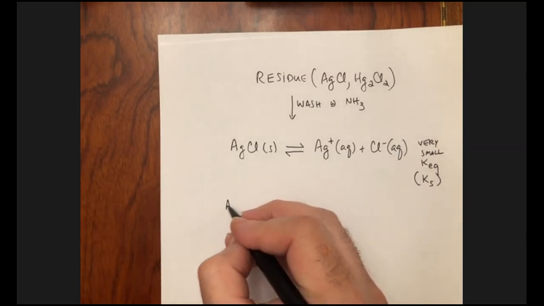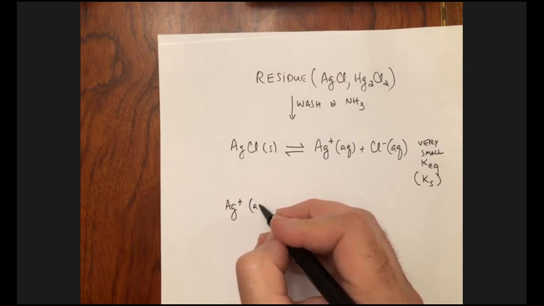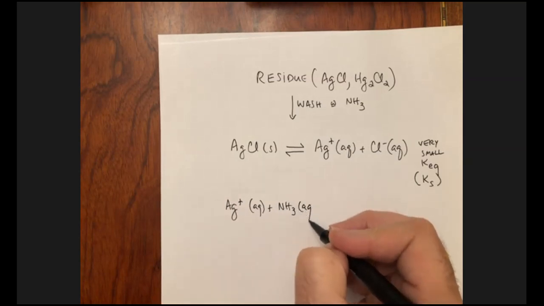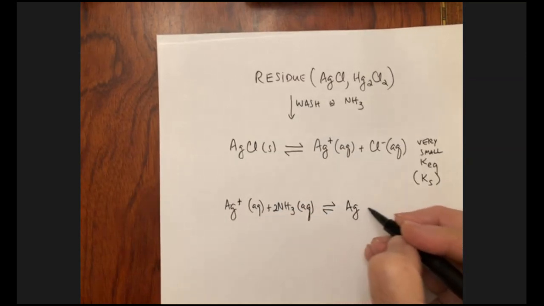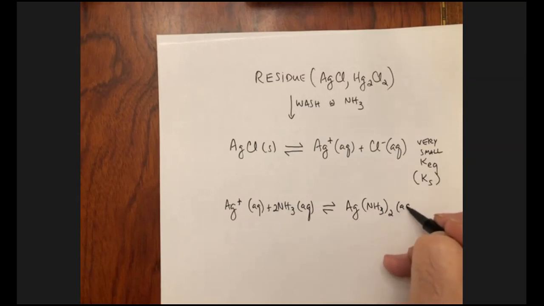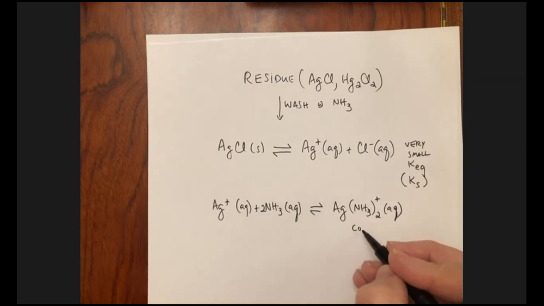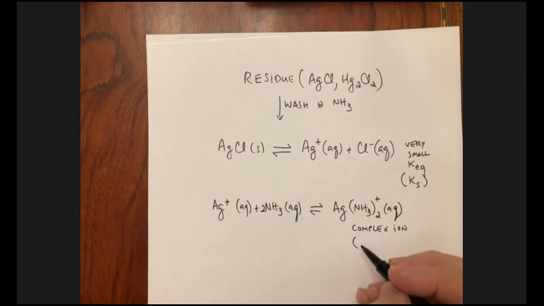Now, it turns out that silver ions are also capable, in solution, of reacting with ammonia in a 2-to-1 ratio and forming a complex that is highly soluble. It's called a complex ion, and it's very soluble.